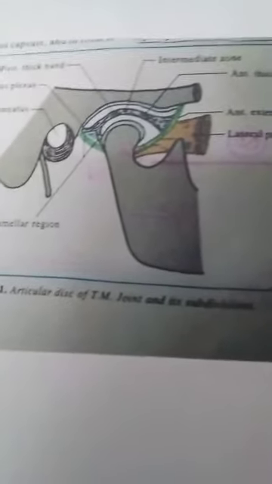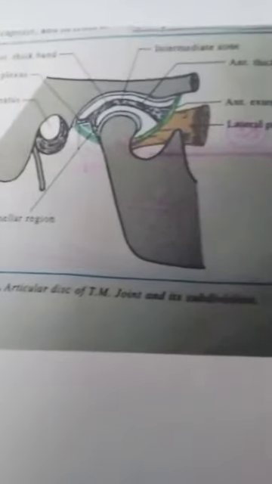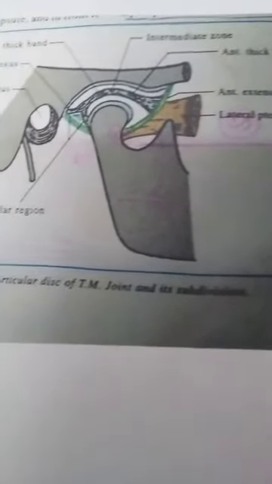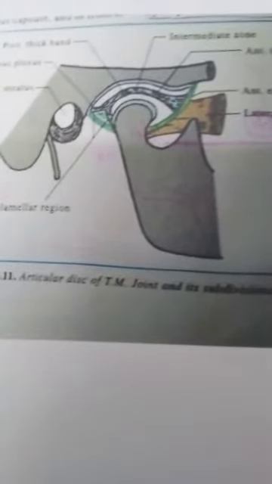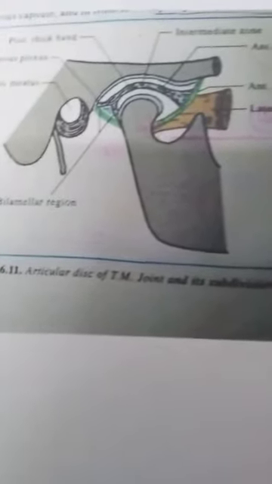Now, about the arterial supply of the temporomandibular joint. The temporomandibular joint receives its arterial supply from the superficial temporal branch of the external carotid artery and masseteric branch of the maxillary artery. Nerve supply is from the auriculotemporal nerve, which is a branch of the posterior division of the mandibular nerve, and masseteric branch of the anterior division of the mandibular nerve.